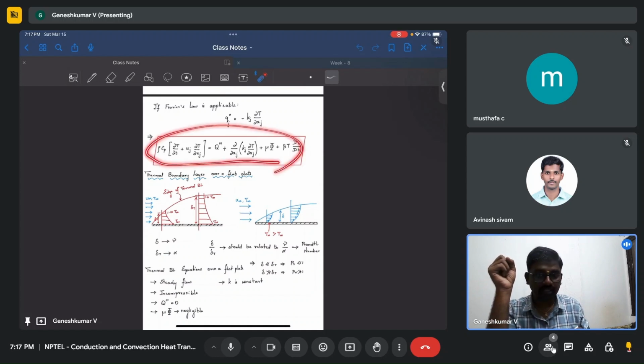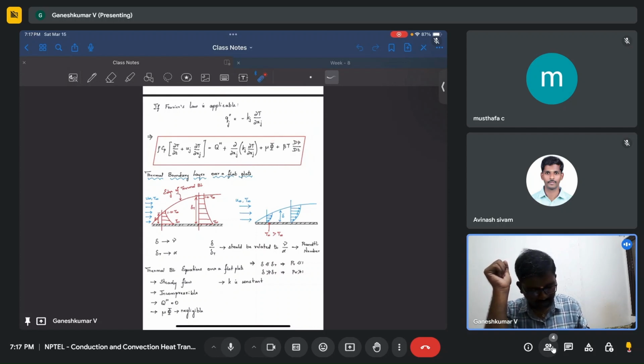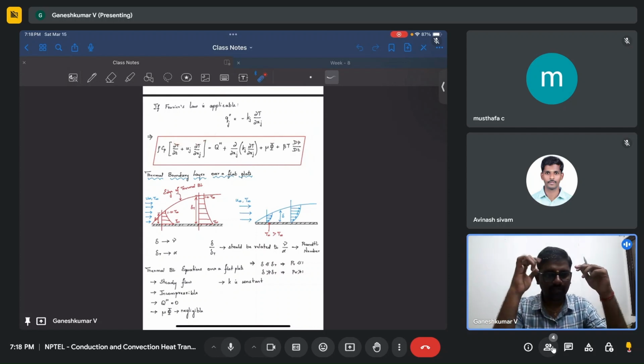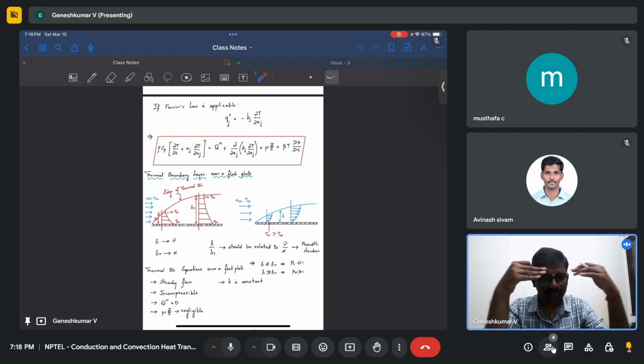This doesn't introduce any more unknowns. So P is something, we've already taken it to be unknown. And temperature. So these are mass, momentum and energy. These three are coupled partial differential equations which you need to solve for any convection problems to find your quantities of interest.